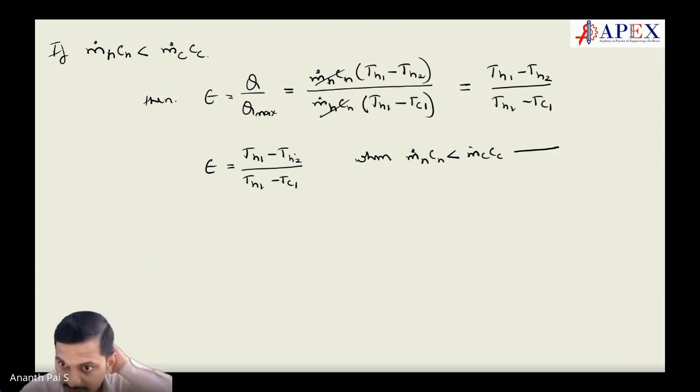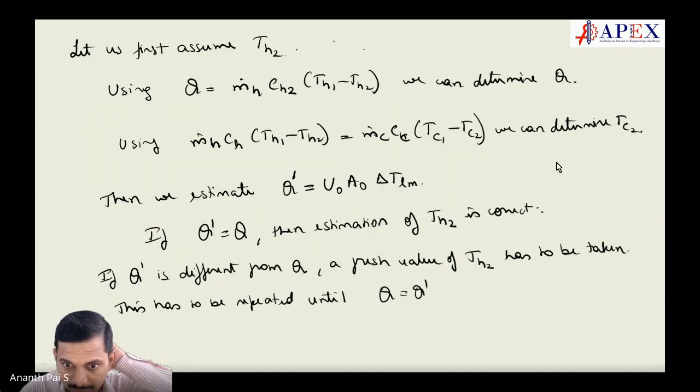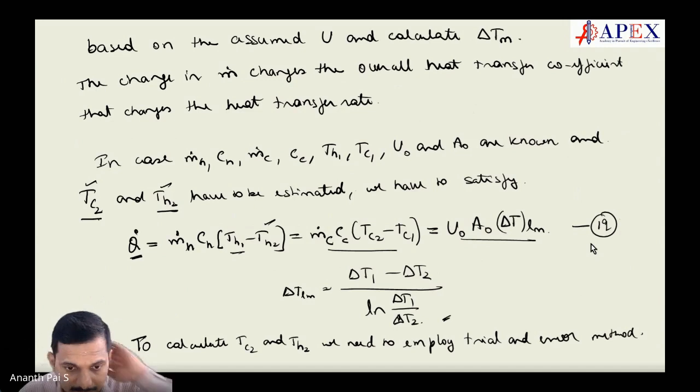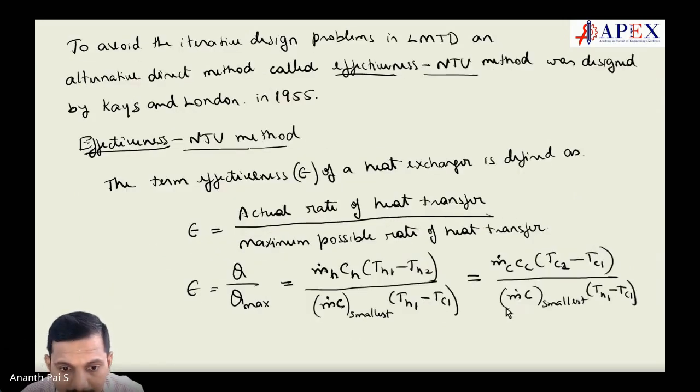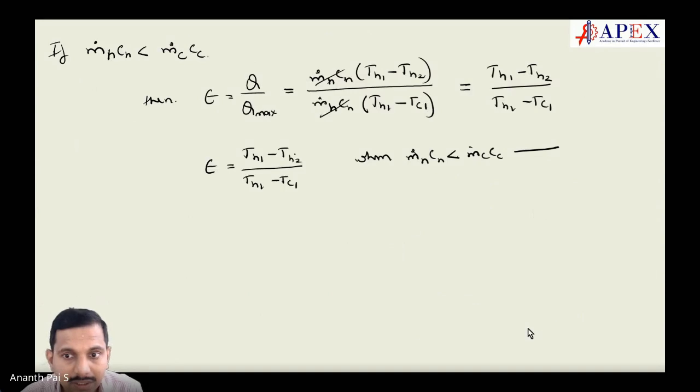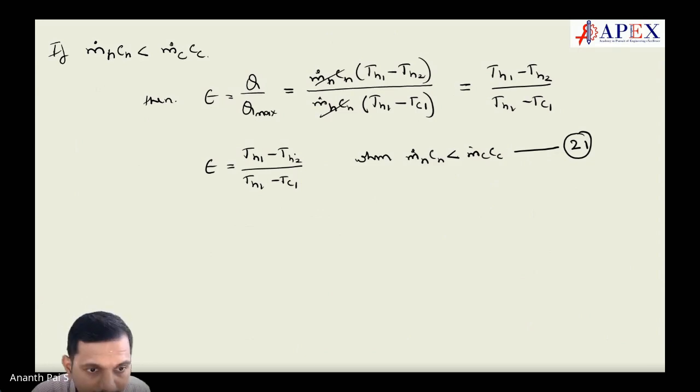Right, this is the next equation. Till now we have got till 19 here. After 19, write this as 20. Write this as 20, and write this effectiveness as 21.